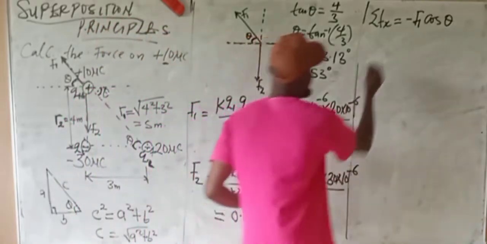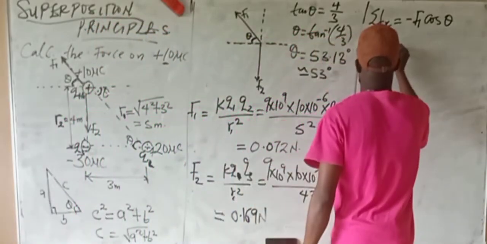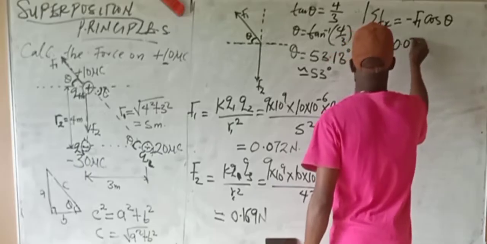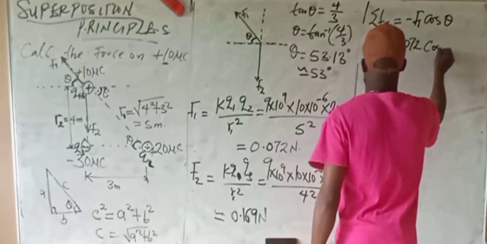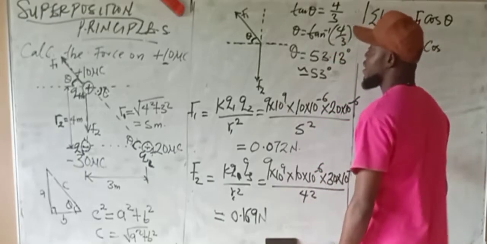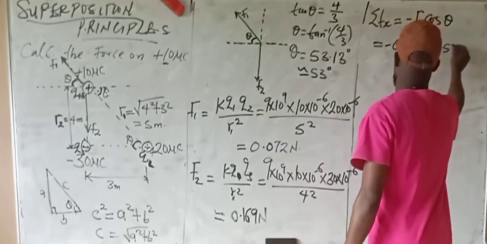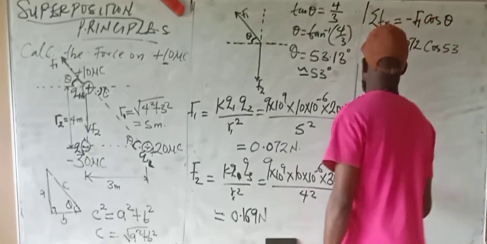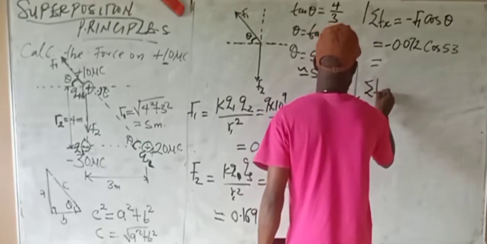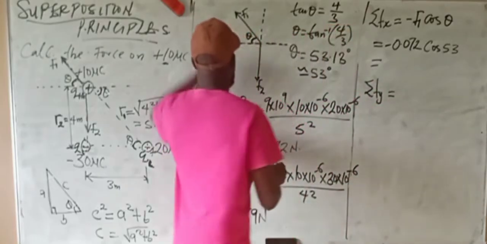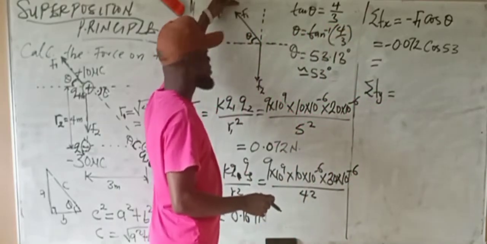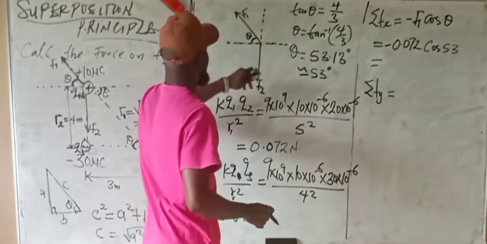So for this, our F1 term is 0.072 cos 53, so we have the answer for this. Then, the summation of all the forces in the y direction: this one is to the upper side. Take a look, this is the upper side.